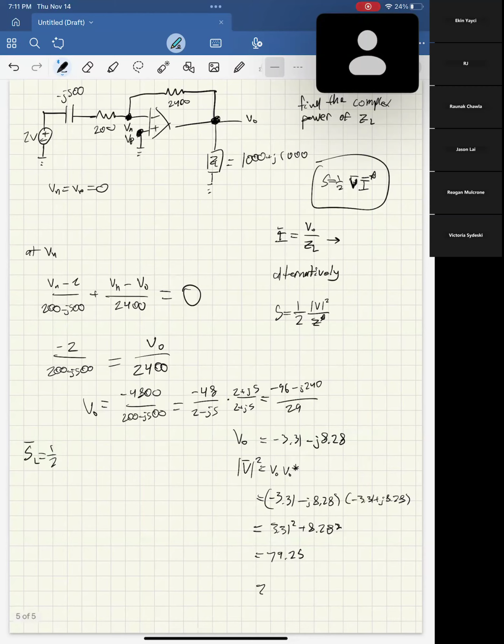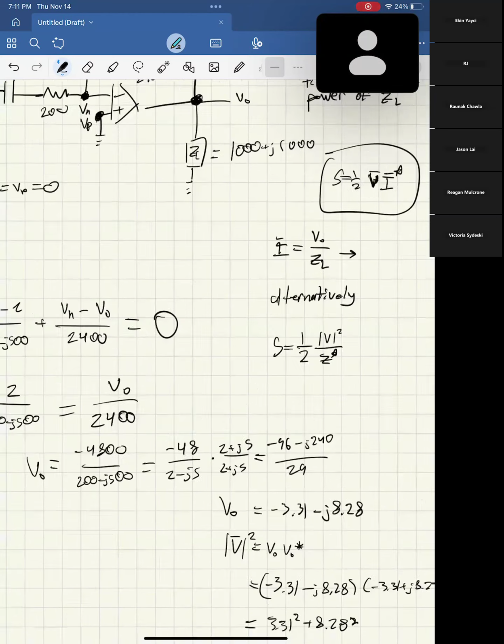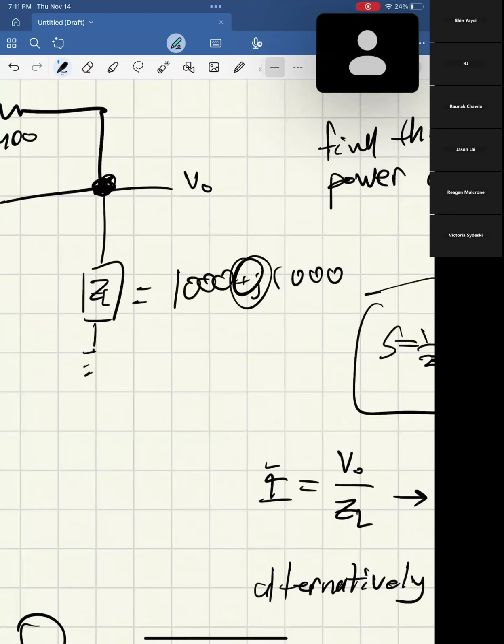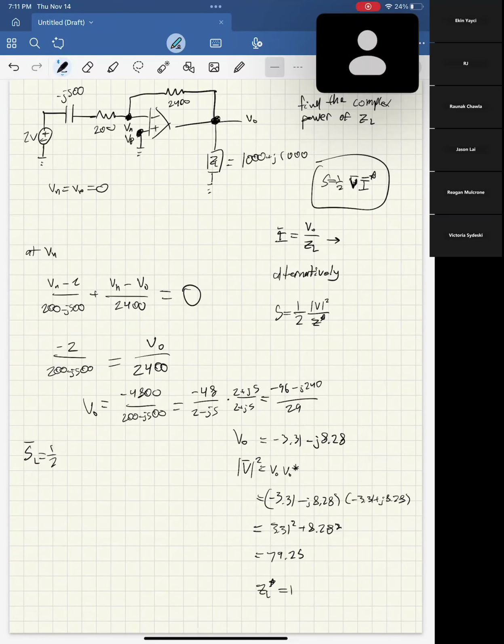And then the ZL conjugate, right? Remember, the conjugate is just this with the sign flipped. So it's 1000 minus J1000 instead of plus J1000. So then we have 1/2 times 79.25 over 1000 minus J1000. And make sure you don't square this again, because remember, this formula is for it already being squared. So you don't have to square it again.